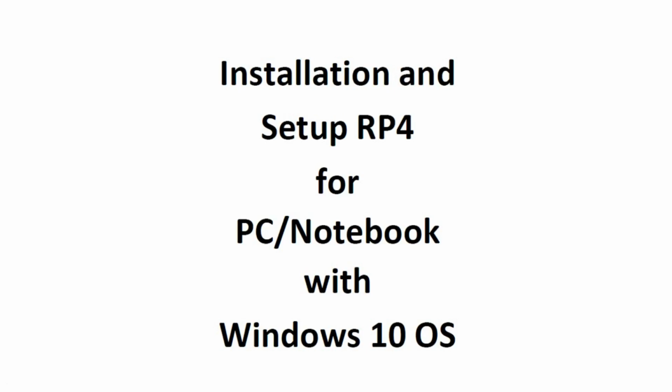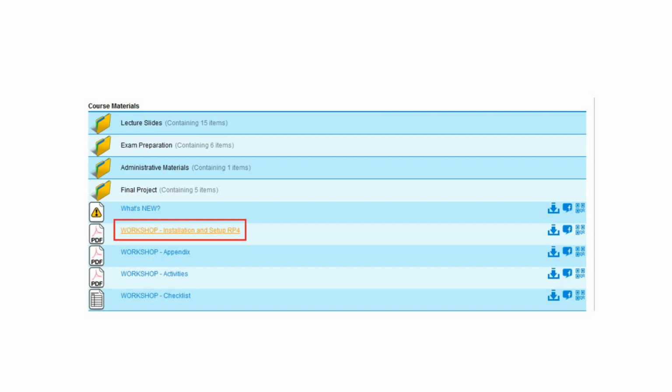To install and set up the Raspberry Pi with Windows, the instructions are provided in the PDF file stored in my course view, named Workshop Installation and Setup RP4.